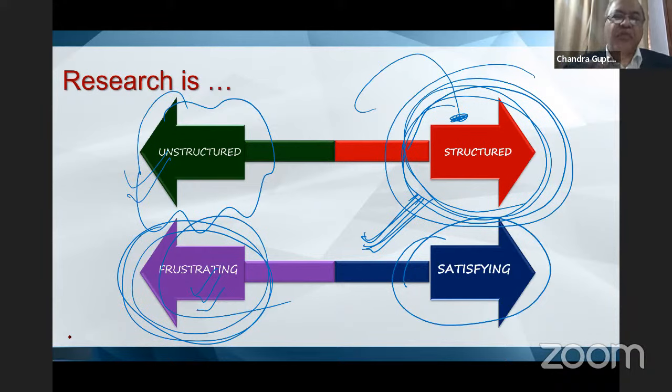Research is tossing you from one extreme to another extreme. And your skill is how to manage those extremes, how to manage your frustrations, how to manage your satisfaction, how to manage the unstructured research, as well as giving it a structure. All those challenges you will find when you go for research.